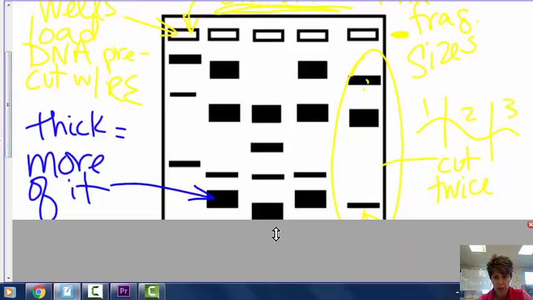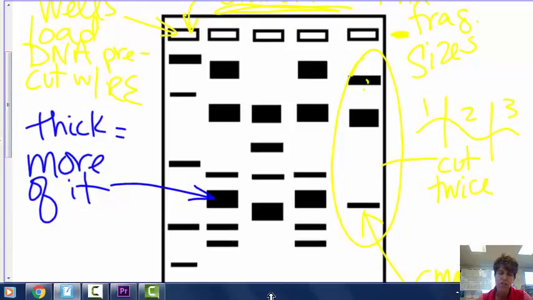When you look at the banding pattern that results, you notice quite a few things. So I circled over here. This last well shows me that it was cut twice with a restriction enzyme, resulting in 3 fragments. The first fragment, the largest fragment, is up here. The second fragment is right here, and the smallest fragment traveled the furthest.